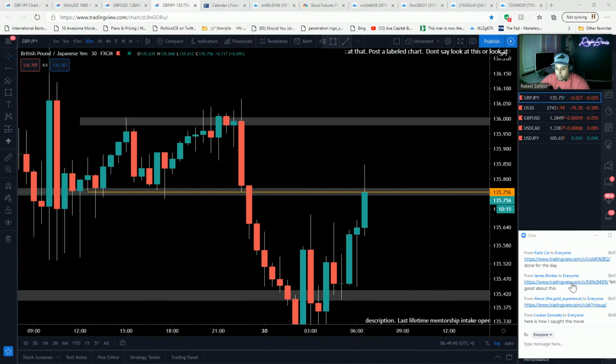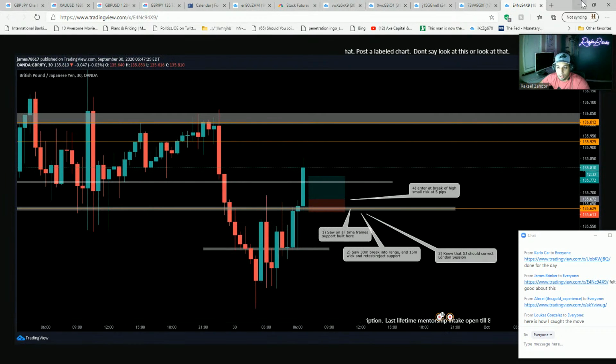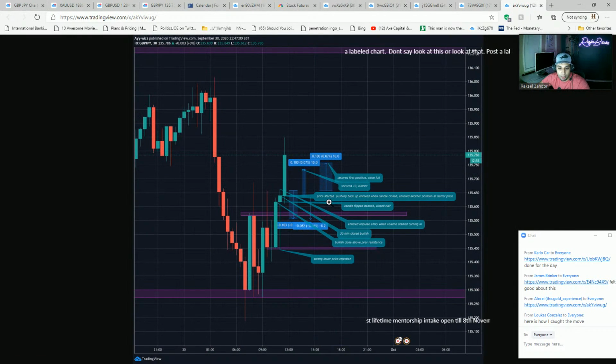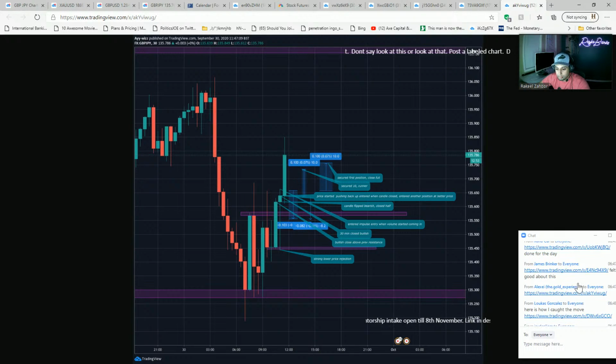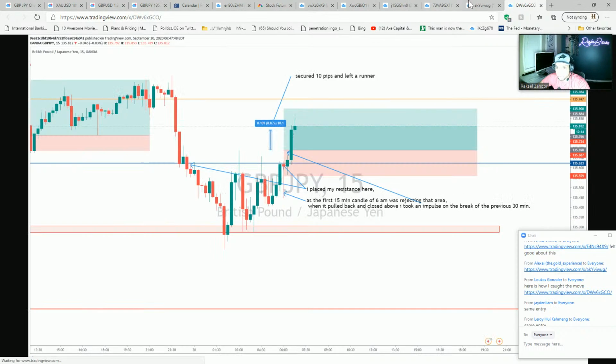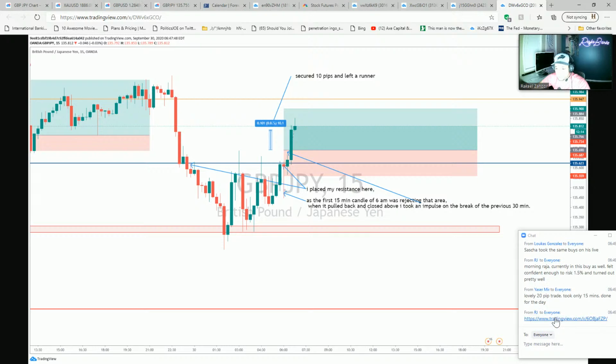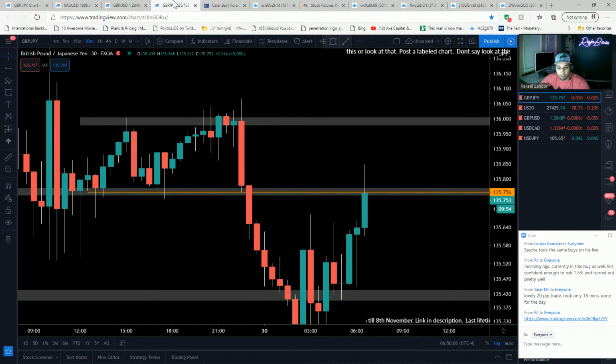Done for the day. Felt good about this. Oh, nice. We got buys coming in from a lot of people over here. Secured 10 pips runner over here. Secured first position. Closed full. Pretty good moves. So we got Lucas here also catching these buys. Beautiful. Man, everyone, I guess, who caught these buys, I think that was your trade for today.